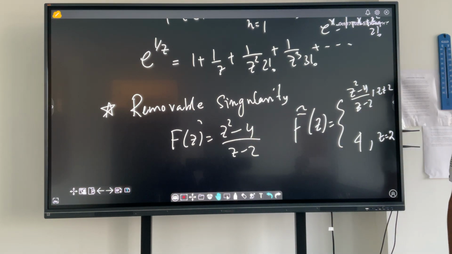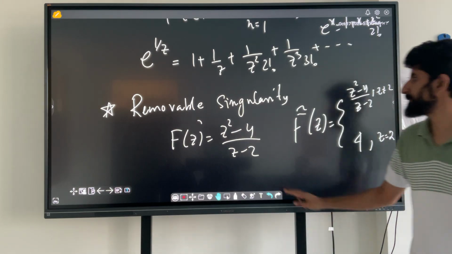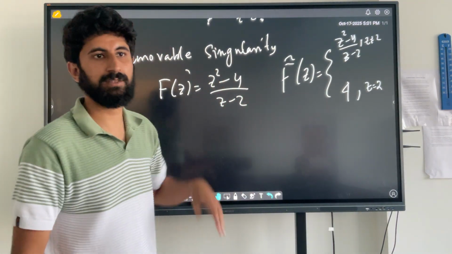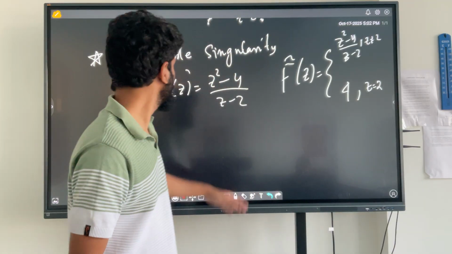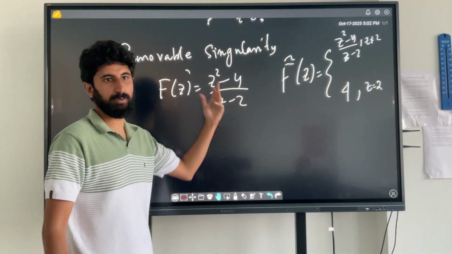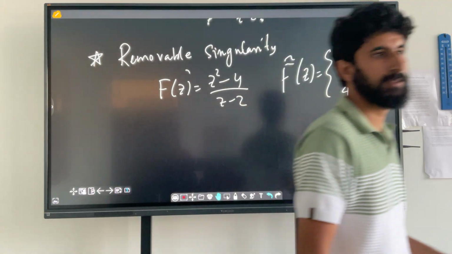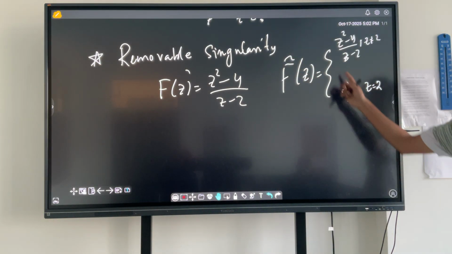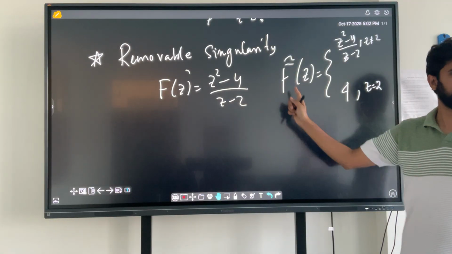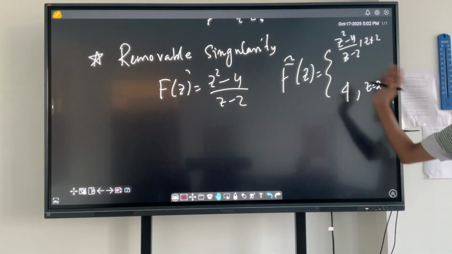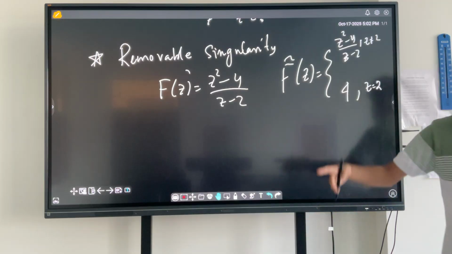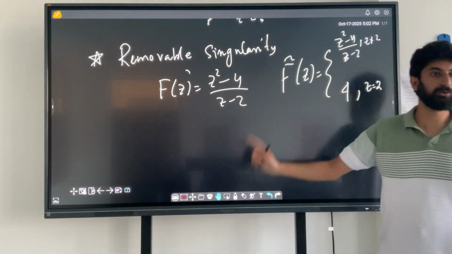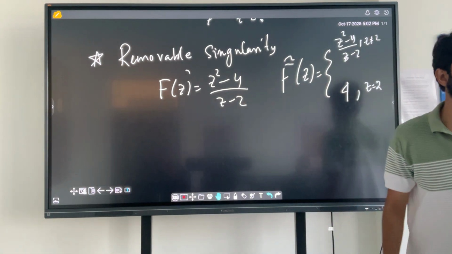Good. So removable is the easiest one. You don't need to deal with it. There is no pole. z equal to 2 seems like a pole, but it's not. The limit exists and you can get rid of it. This is a different function, a redefinition of the function at z equal to 2. But typically people implicitly assume the redefinition. They just assume that the value at z equal to 2 is 4. But strictly speaking, it's undefined.